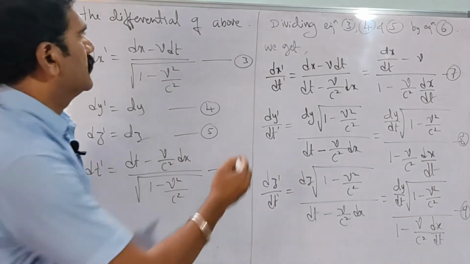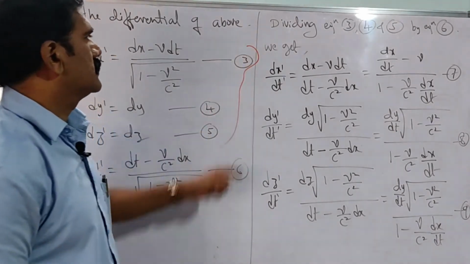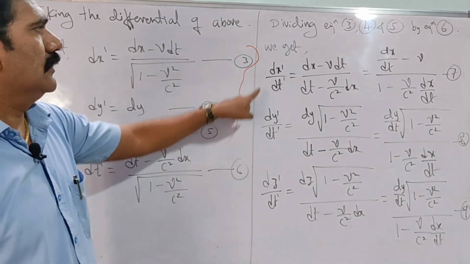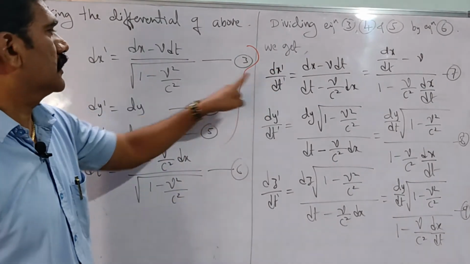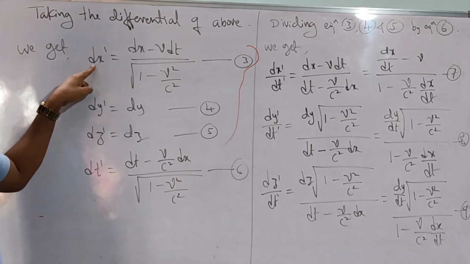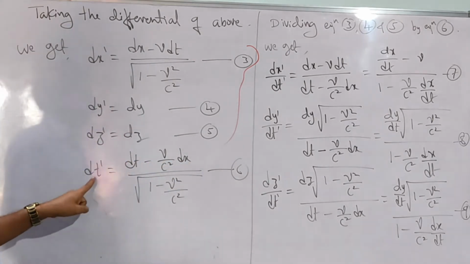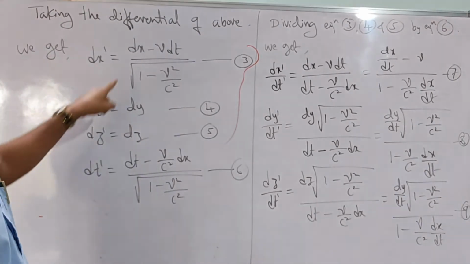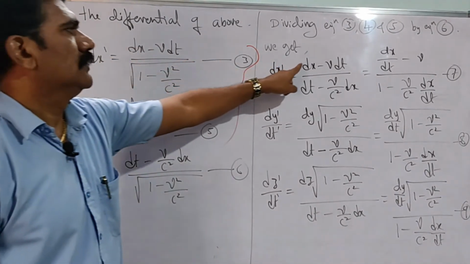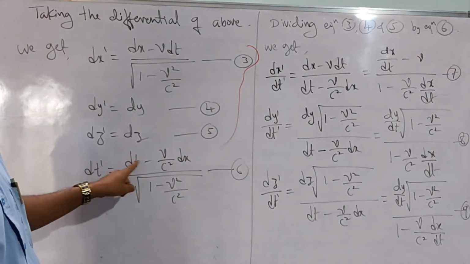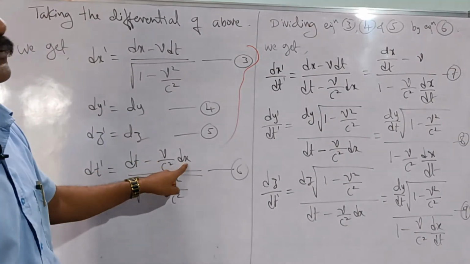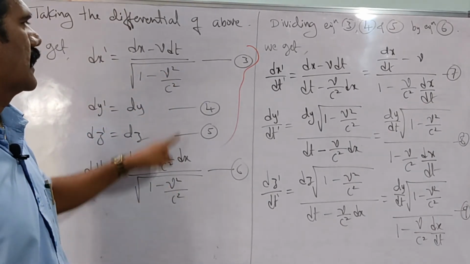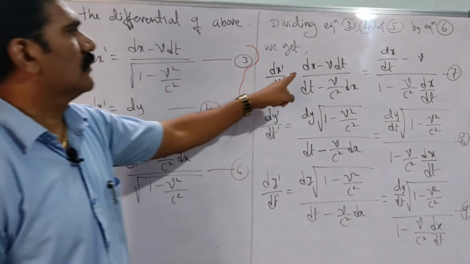Now the next step is dividing these three equations, that is 3, 4 and 5, by 6. So we get dx dash by dt dash, because we have dx dash here, dividing by equation 6 we get dt dash. So that is dx dash by dt dash. Here we have dx minus v into dt divided by dt minus v by c square into dx only, because square root of 1 minus v square by c square cancels with square root of 1 minus v square by c square. So we are left with this equation.